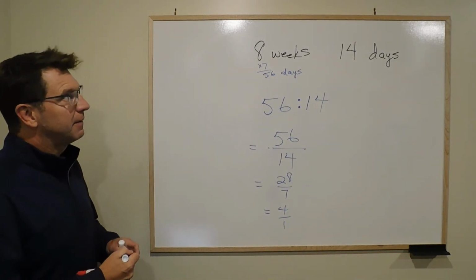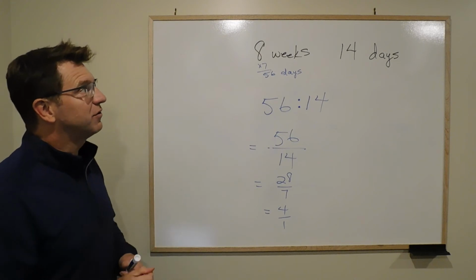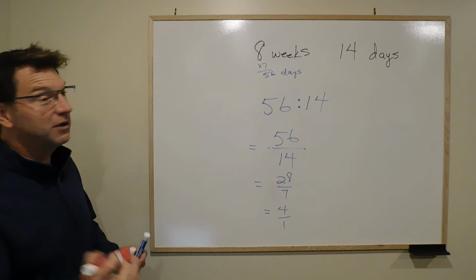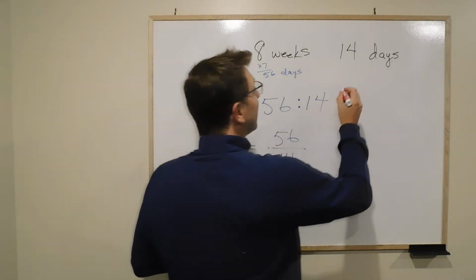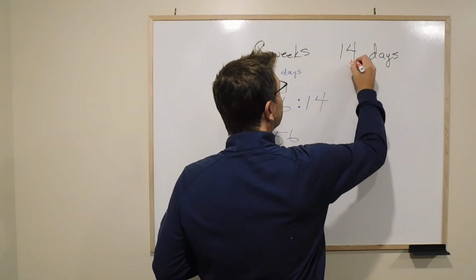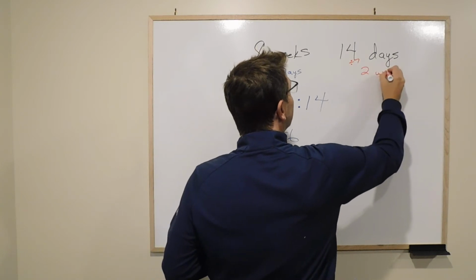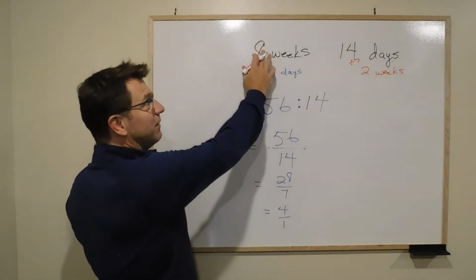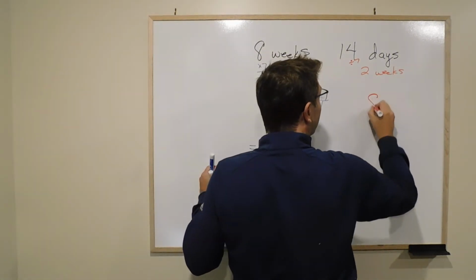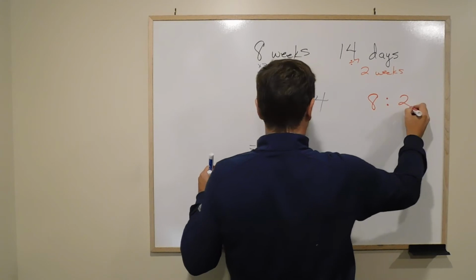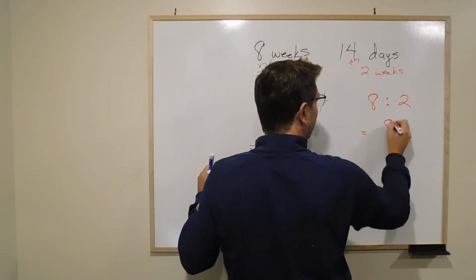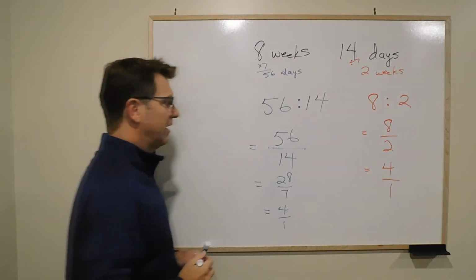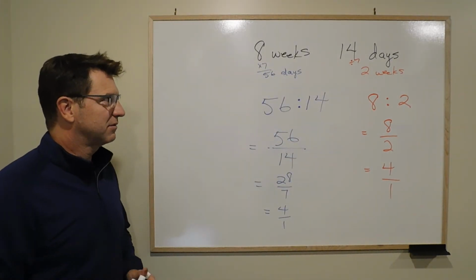Now, I could convert to weeks. Here's the other option. We'll do it in red. I could divide this by 7, and I get 2 weeks. That'll work great actually. 8 weeks and 2 weeks. 8 weeks to 2 weeks equals 8 over 2, which equals 4 over 1. Either way, you get the same ratio, 4 over 1.